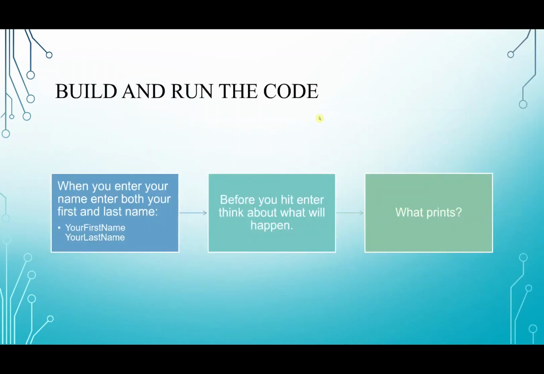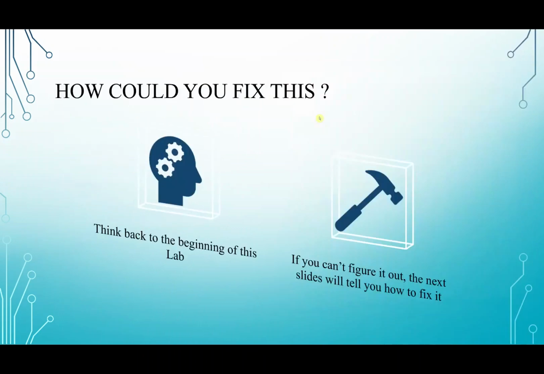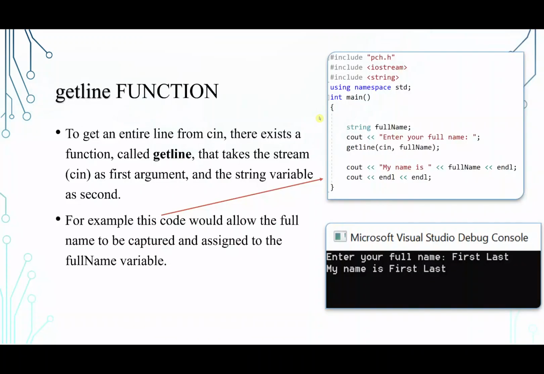So you build and run the code. Make sure that you know what to do when it asks you to enter something, when you see the first name. So cin looks for a string. You give it a string, but it's not working. It's just giving you the first name. How could we fix this?